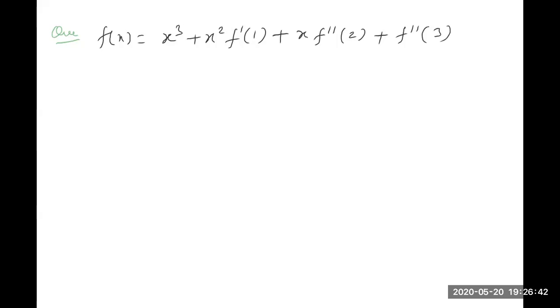Suppose this is the question, for all x in real R, for all x belonging to real numbers. Now find the value of f'(1). Find f(x). They can simply ask, the first question is find f(x). Okay. So that is why I was not able to recognize you.